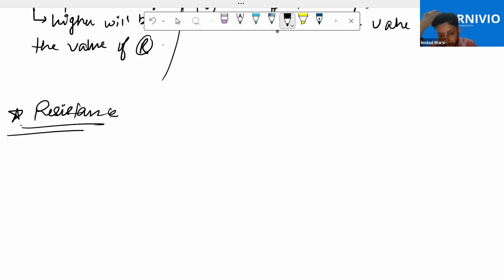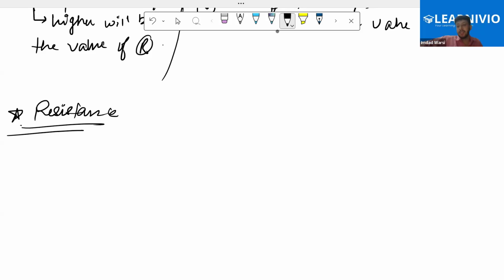Next point. The resistance of a conductor depends on the length, comma, thickness, comma, nature of material, and temperature of the conductor. The resistance of a conductor depends upon length, thickness, nature of material, and temperature of the conductor.